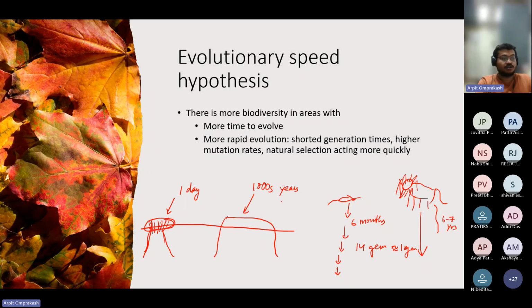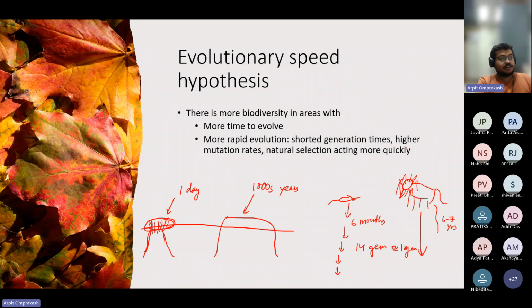Or if you have even smaller organisms such as E. coli or microbes, they have generation times as small as 20 minutes, right? And if you compare 20 minutes to 7 years, the bacteria would have thousands of generations and it would have multiplied into a lot of different organisms. And because of mutation and evolution, it would probably have given rise to more species than a lion can in the same given time, right?